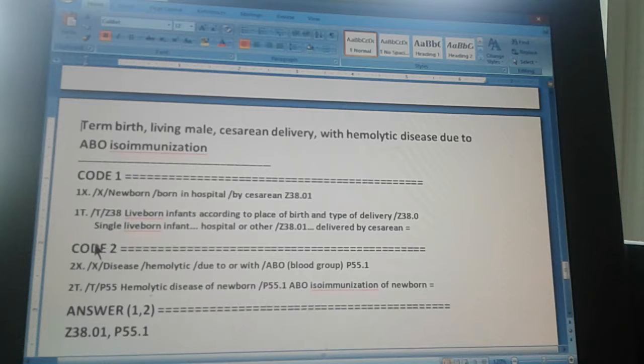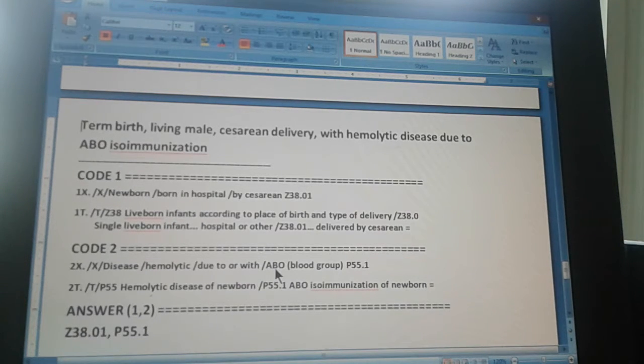Z38.01. But the baby is born with some condition. So we have to express the condition by a second code. The code number 2 through the index is found like this. First you go to the index. Then you go to disease. You start with disease because it's a hemolytic disease. Then you go to hemolytic, and then you go to due to or with.